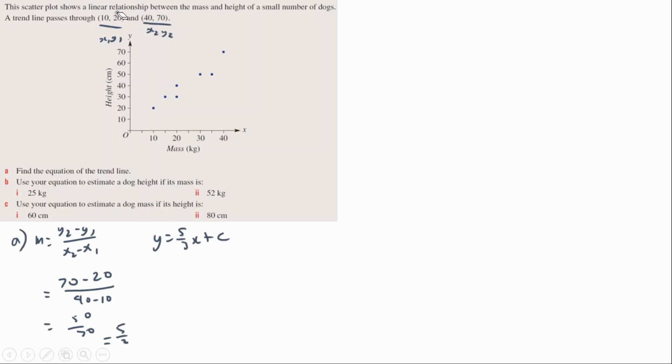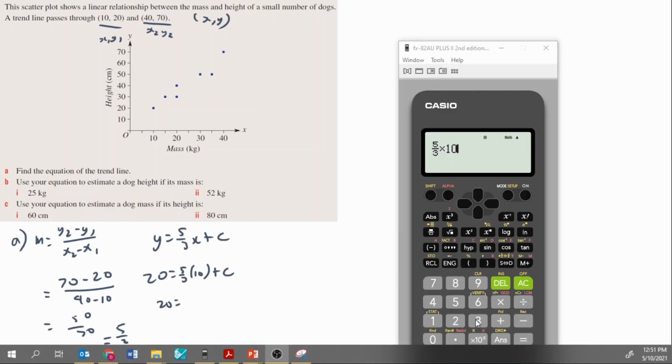So remember, we read coordinates, x first and then y. So my x is going to be 10, so I have 5 over 3 times 10 plus c. My y is going to be 20. Once you've got that, just put that into your calculator. So 20 equals 5 over 3 times 10, like so. Press enter and you get 50 over 3.